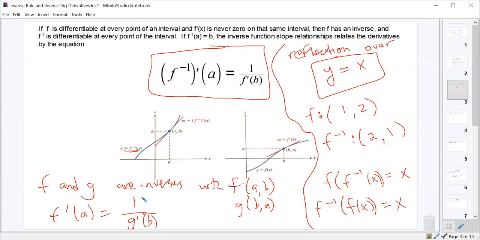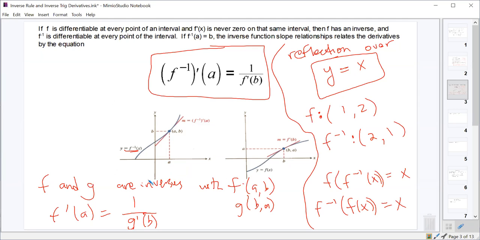1 over that. And that should sort of make sense, I hope, because, how do we find slope? Well, slope is just a change in y over a change in x, right? And so our slope here ought to be our change in y, which is the b, over the change in x, which is the a. And here it should be the a over the b, which should just be flipped around. It should just be a reciprocal. Does that make sense?